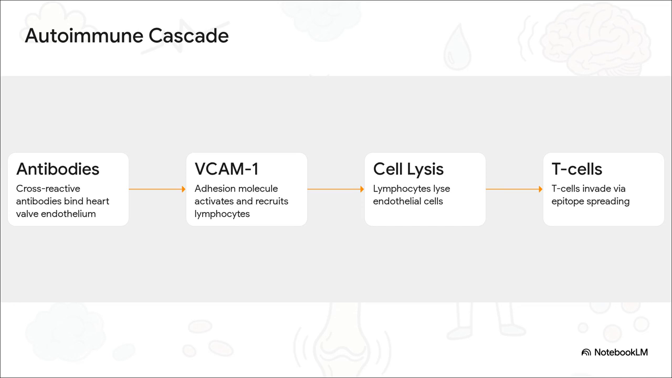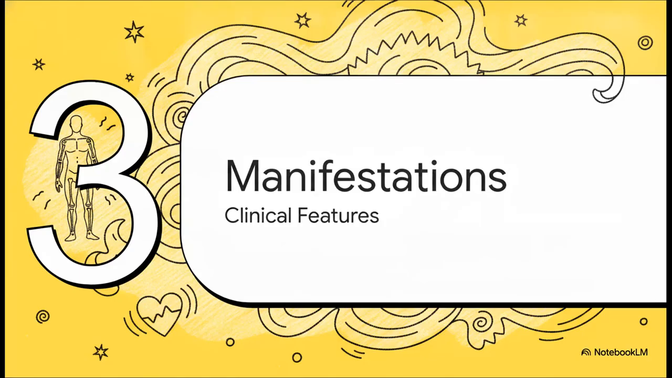First, those confused cross-reactive antibodies bind directly to the endothelial cells on the heart valves. This binding flips a switch, activating an adhesion molecule called VCAM-1. Once VCAM-1 is activated, it acts like a beacon, recruiting lymphocytes. These lymphocytes, along with complement, literally lyse or destroy the endothelial cells. And when those cells burst, they spill human tissue peptides like laminin, keratin, and tropomyosin into the area. This triggers a secondary wave of cross-reactive T cells that invade the heart, amplifying the damage in a process known as epitope spreading.